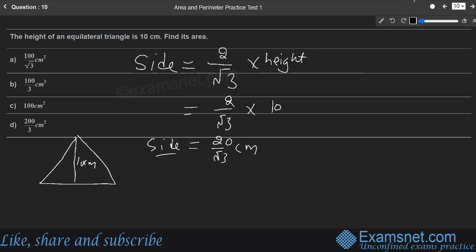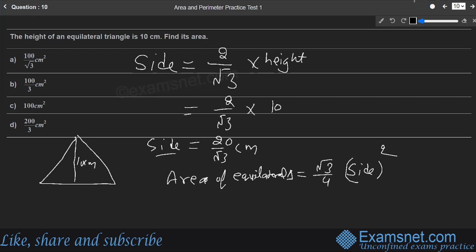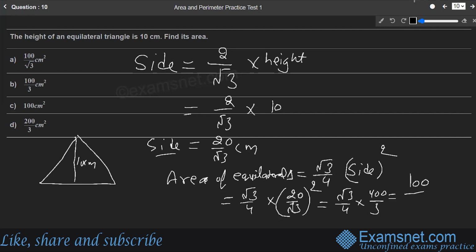Now he wants us to calculate the area of the equilateral triangle. There's a direct formula for that: root 3 by 4 into side square. Let us use this formula. It is going to be root 3 by 4 into the side value, 20 by root 3, whole square. Solving further, this is root 3 by 4 into 400 by 3, which gives 100 by root 3 centimeter square. This is the area of the equilateral triangle. So option A is the right answer.